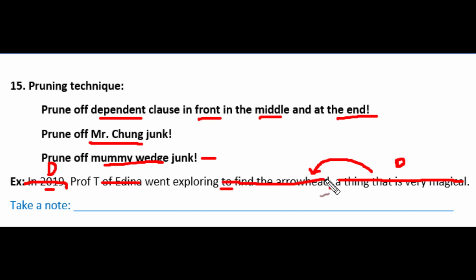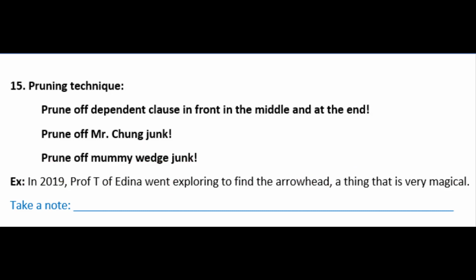Let's cross that out. When we cross that out, the goal in pruning is to get it down to the independent clause that stands alone. Still a complete sentence. Prof T when exploring. Here's the noun and here is the verb. Now, when are we going to use pruning and why is this important?